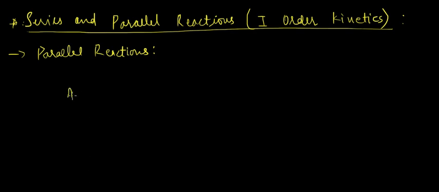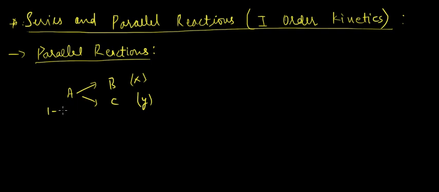So let's suppose A gets converted into B and C. Initially we had 1 mole of A, so now X moles of B is formed and Y moles of C is formed. So the number of moles of A remaining would be 1 minus X minus Y.